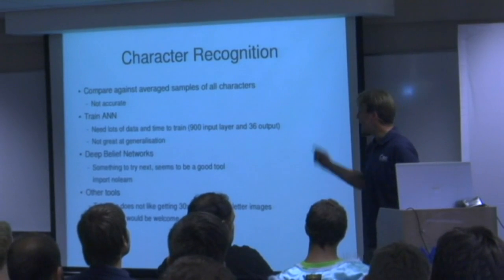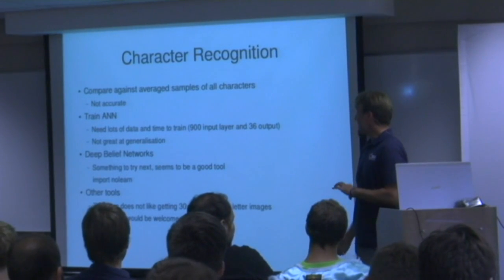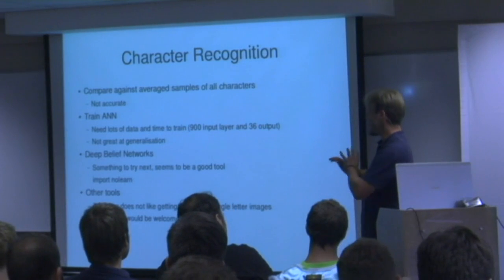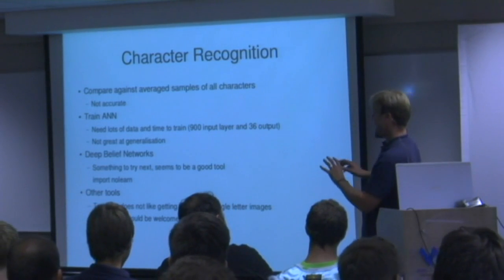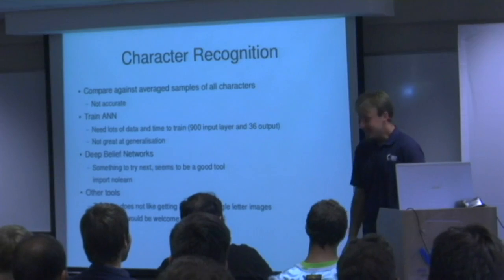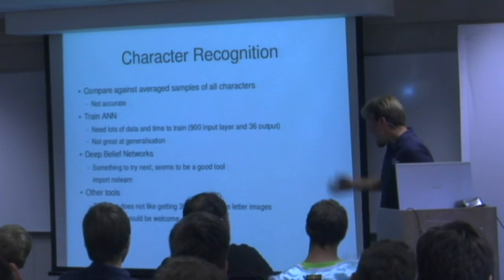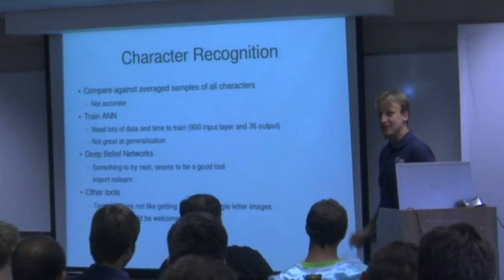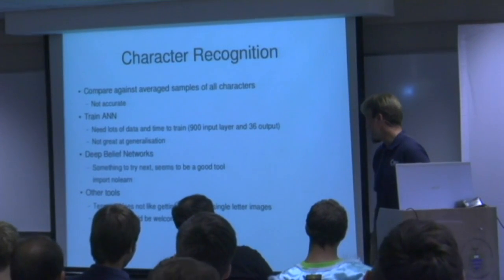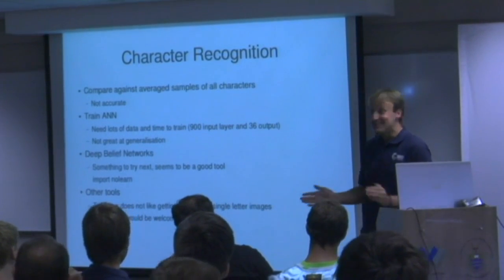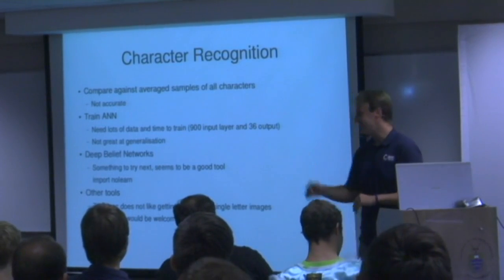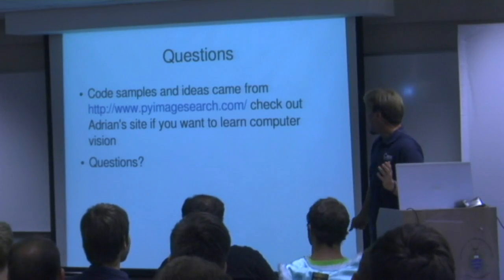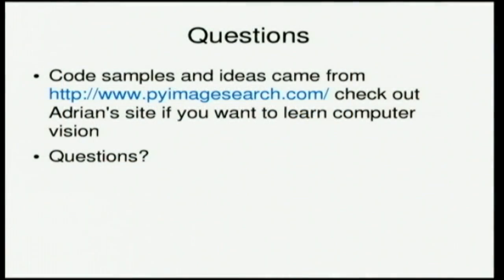So I'm actually now looking at deep belief networks, which is a kind of neural net that I am hoping will just do magic, import, no learn, train, done, but we'll see. And then there are other tools we've tried, using Tesseract. That doesn't work at all. It doesn't like single characters. And then any suggestions? Yeah, please. I'm hoping someone will give me a suggestion there. And then, Image Search, very good website.